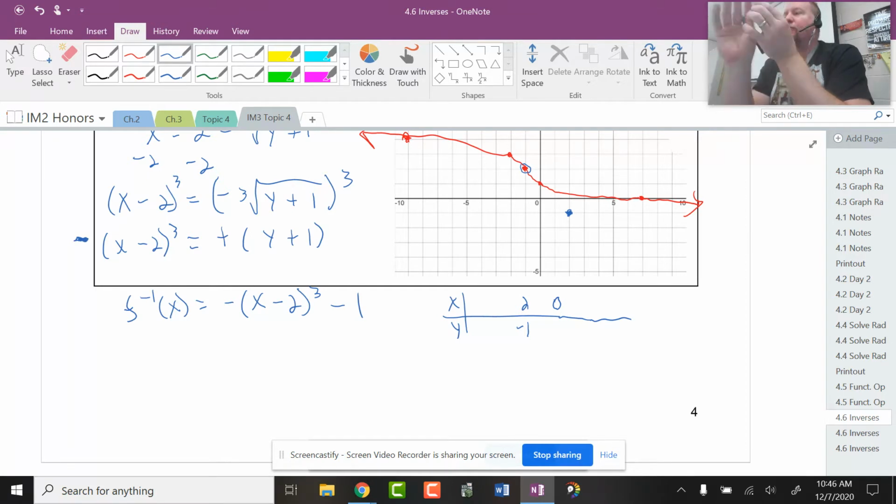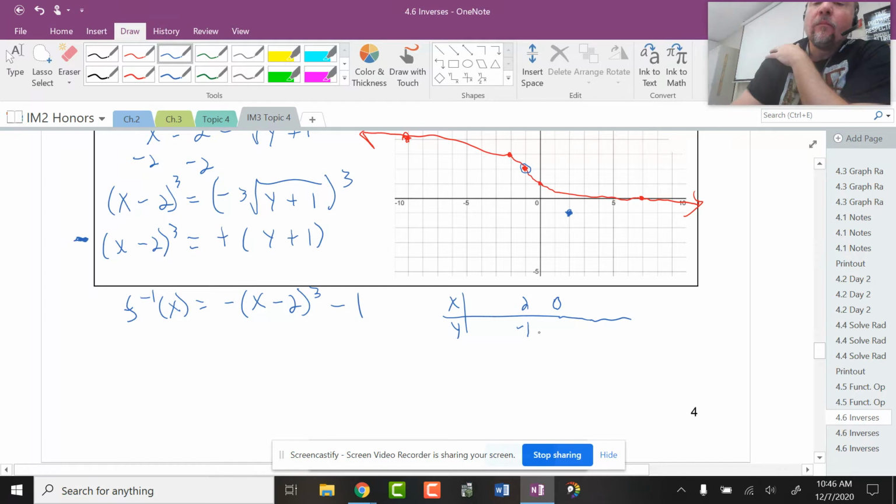I think I went off the grid here. What do you end up with? Yeah, go ahead. Sorry. Negative what? Nice. Yeah, because 0 minus 2 is negative 2. Negative 2 cubed is negative 8. Oh, I'm sorry. Wait. 0 minus 2 is negative 2. Oh, we made a mistake. Negative 2 cubed is negative 8, but then it's negative. So that's actually 8 minus 1, which is what? 7.